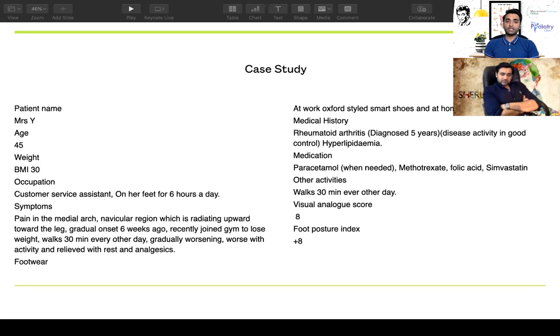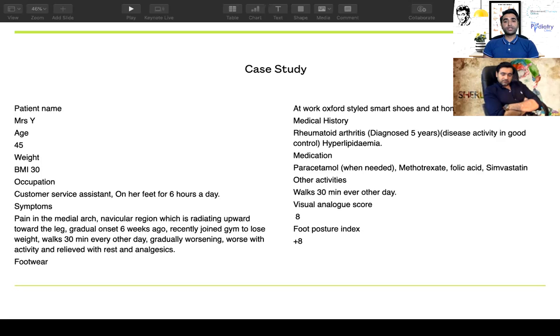Gradual onset for around 6 weeks. Recently joined the gym to lose weight. Walks 30 minutes every day, gradually worsening, worse with activity, relieved with rest. At work, Oxford style smart shoes, and at home, flat slip-ons, court shoes.